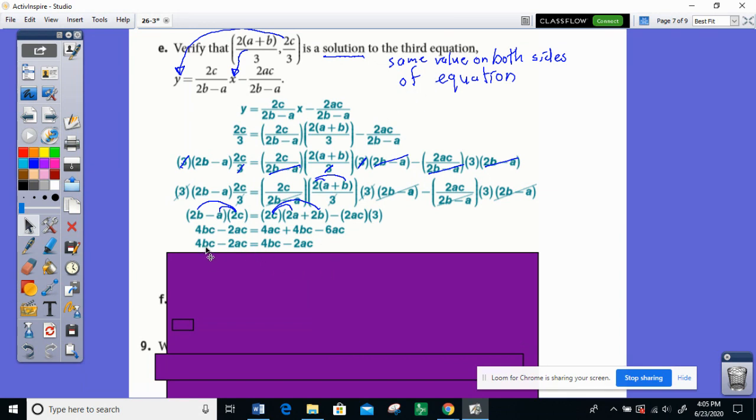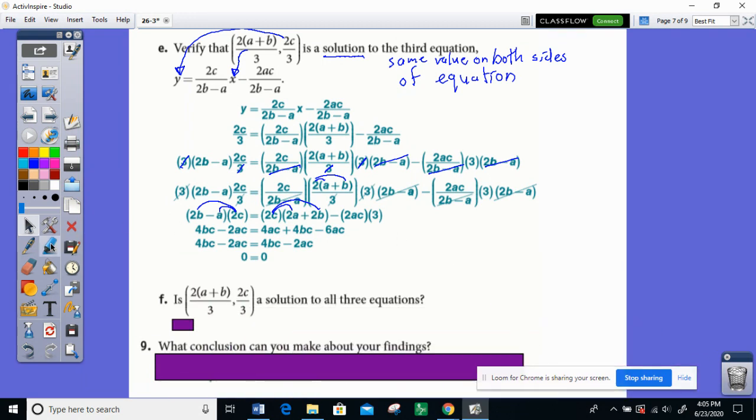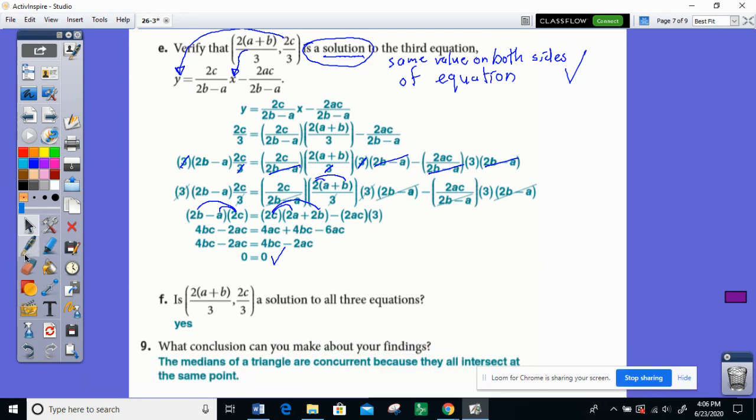If we subtracted 4bc on each side, those would go away. If we added 2ac on each side, those would go away. So we've got 0 equals 0. We've got the same value on both sides of the equation, so it is a solution. This centroid lies on the equation of all three medians. So that proves that 2 times a plus b over 3, comma 2c over 3, that centroid point is a solution to all three equations. So that proves that the medians of a triangle are concurrent because they all intersect at the same point.